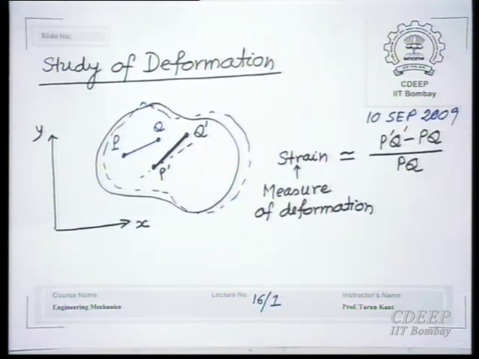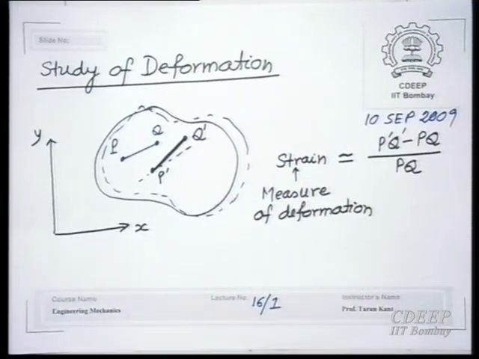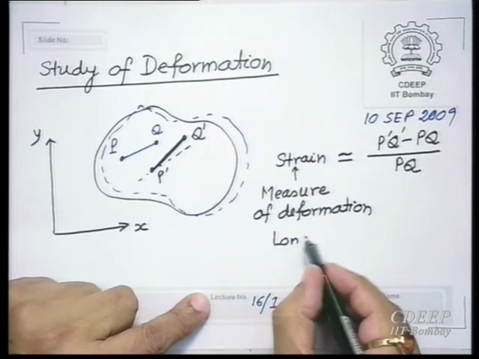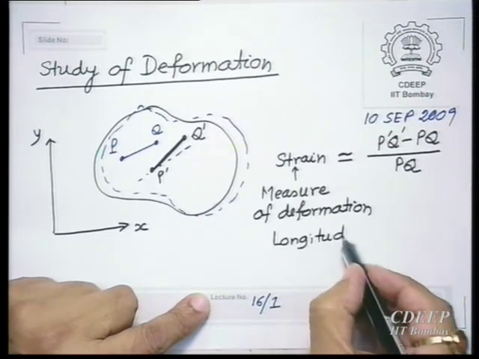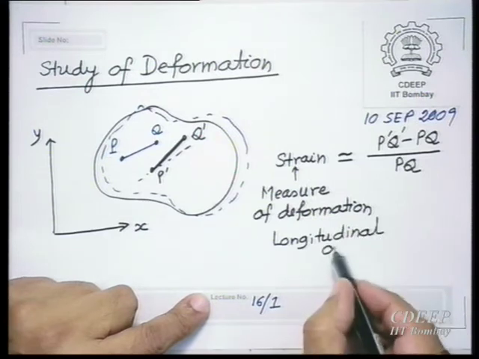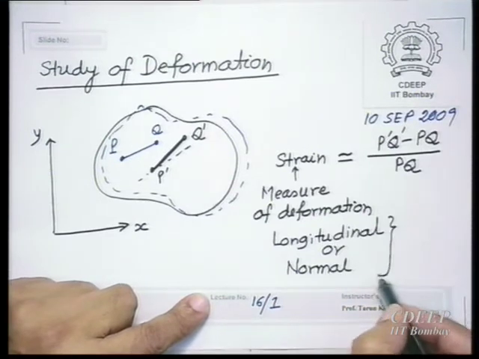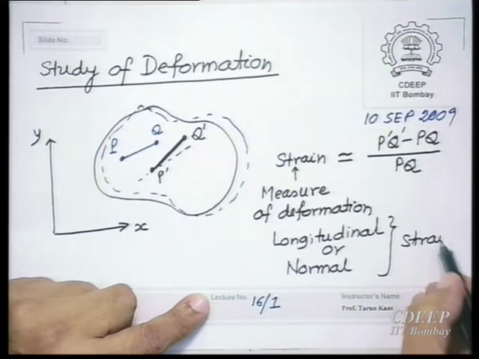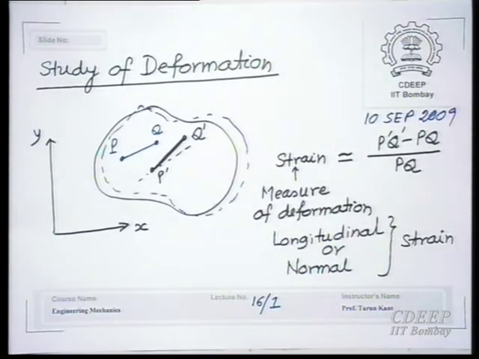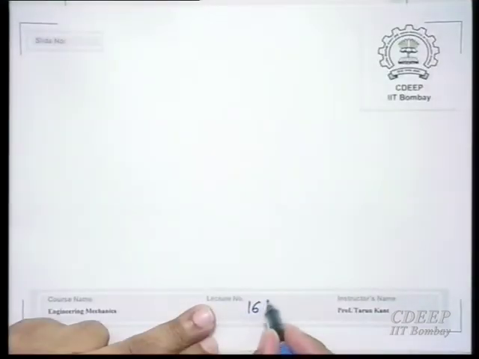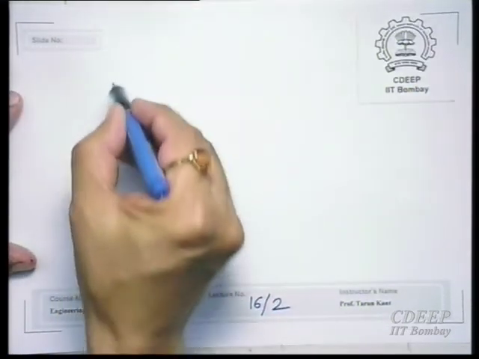But then there is another, so this is one way by which we measure deformation. Now this we call longitudinal strain or normal strain. So this strain is called longitudinal or normal strain, because it is change in length per unit length. But you will also have, there is another kind of thing that takes place.